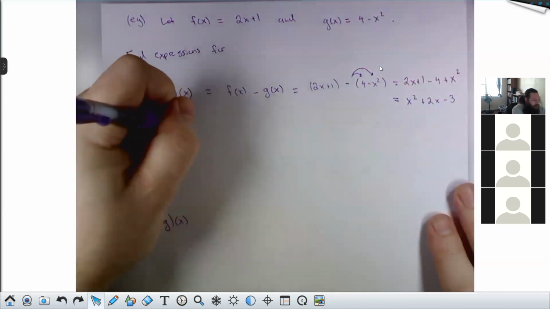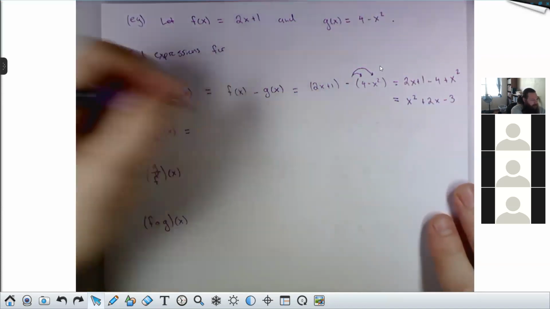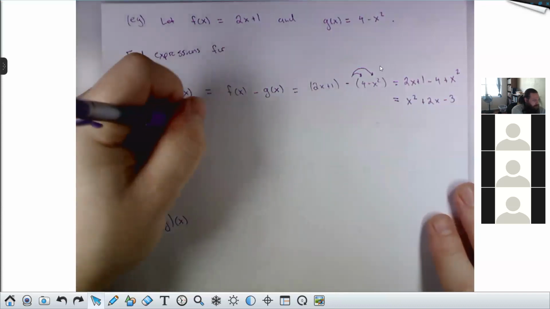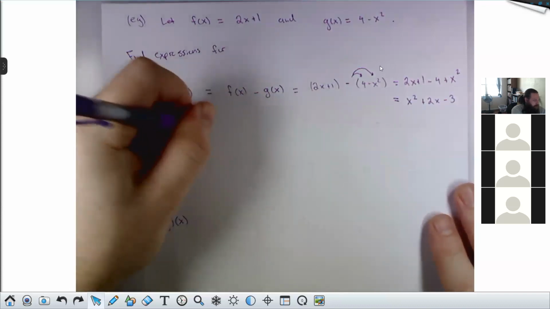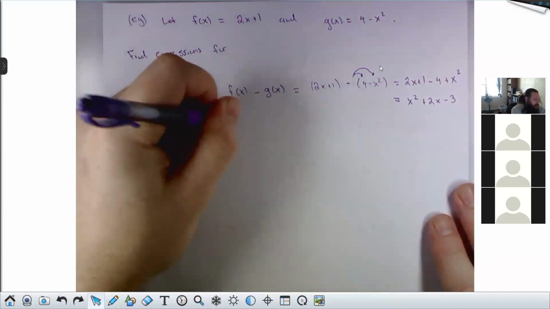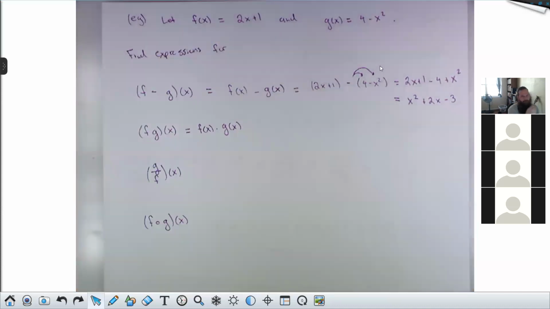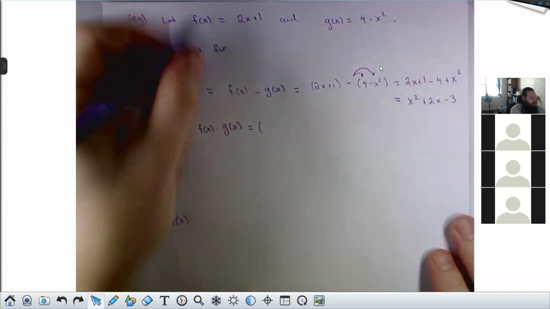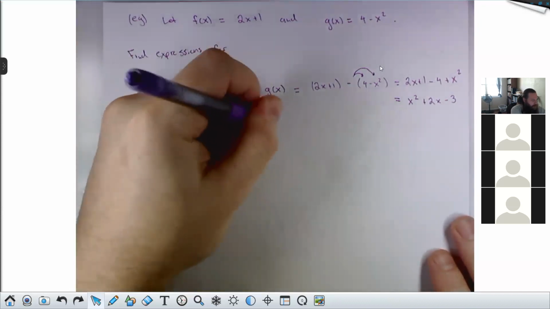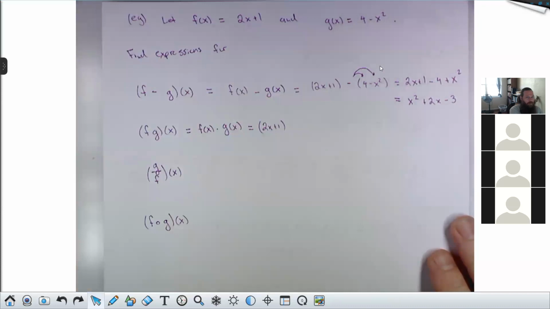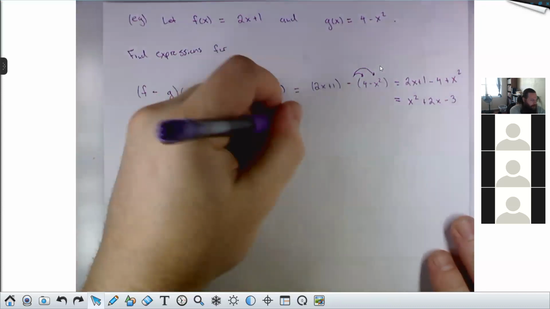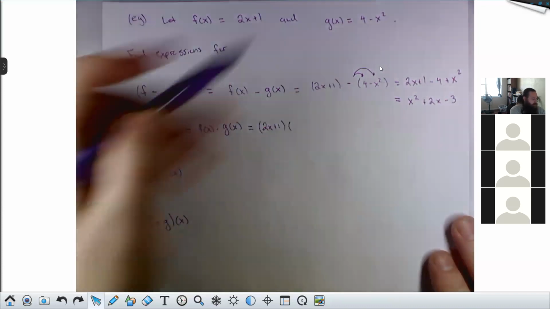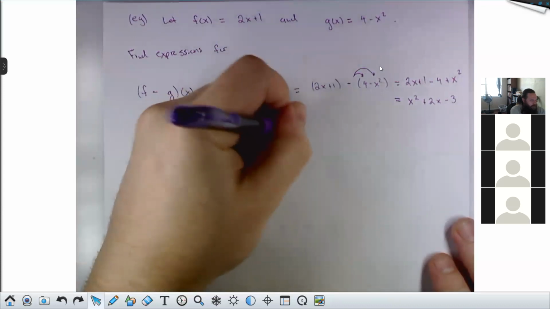This next guy is also going to require some careful work. So f times g of x, this is f of x times g of x. That's the definition. We always start there. And now I'm just going to plug in what is f of x. We make sure to plug in parentheses. So f of x is 2x plus 1. So I'll have parentheses 2x plus 1 times parentheses 4 minus x squared.